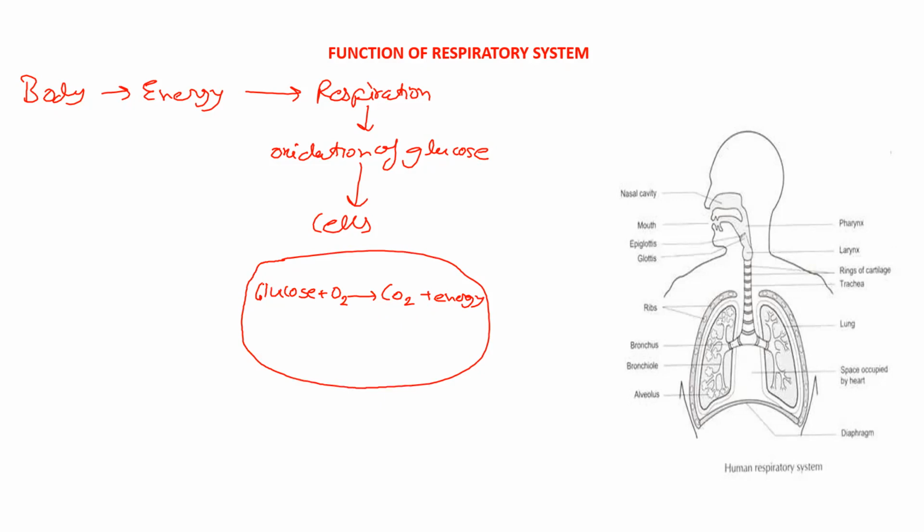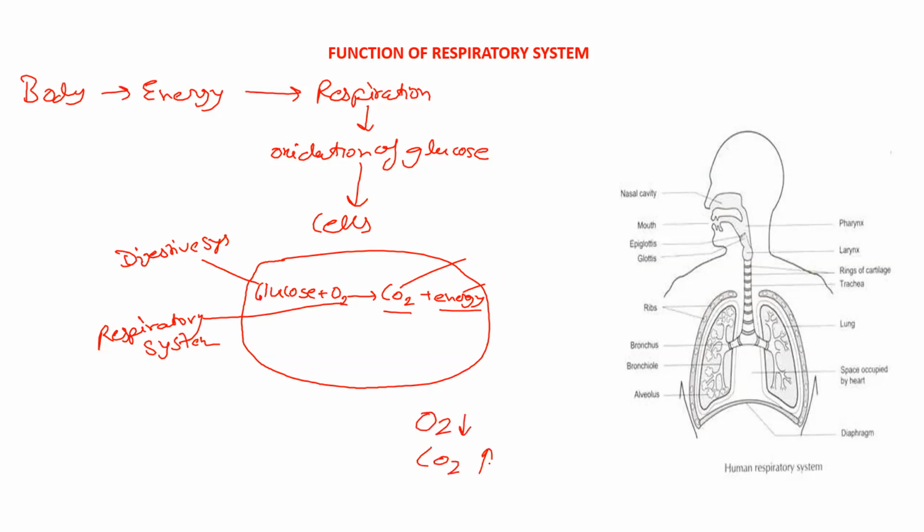Okay, so from where does the cell get glucose? Digestive system. Okay, and from where does the cell get oxygen? Respiratory system. Okay, and after respiration, CO2 and energy are released. This energy is utilized by the body and CO2 is released out through the respiratory system. So basically, the main function of the respiratory system is to take oxygen in and CO2 out.